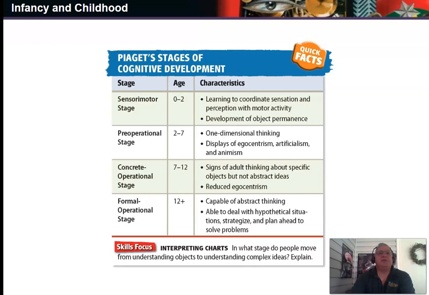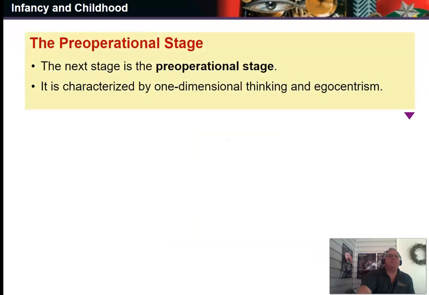The pre-operational stage is one-dimensional thinking. It displays egocentrism, artificialism, and animism. Concrete operational stage is 7 to 12, and signs of adult thinking about specific objects but not abstract ideas, and reduced egocentrism. Formal operational stage is 12 plus, capable of abstract thinking, able to deal with hypothetical situations, can strategize and plan ahead to solve problems.